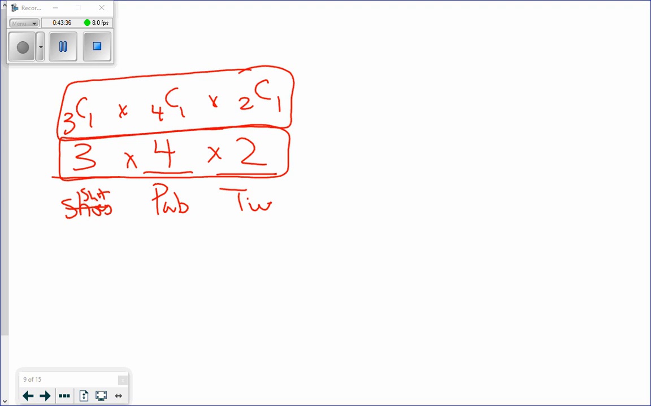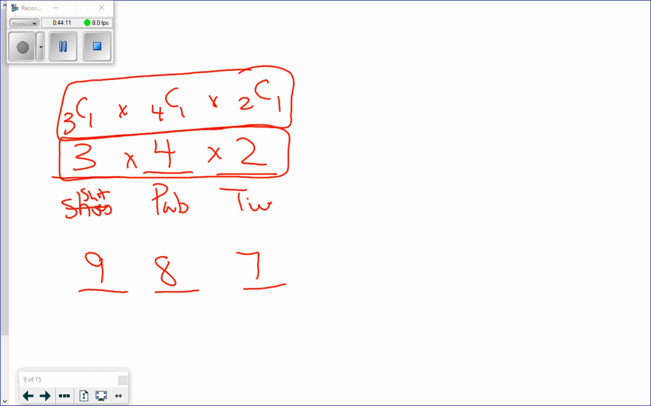So if you hide the answers, how many books do you have in total? 9. You're arranging how many on a shelf? 3. So which is the answer? A, B, C, or D? B. 9 arrange 3, 9P3. Or in other words, you've got 3 choices. How many choices for the first book? 9. Then 8. Then 7.